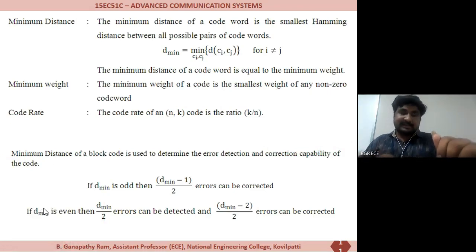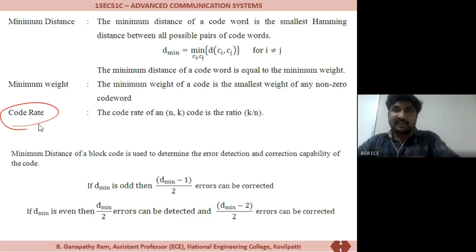And another very important parameter is called the code rate, which is involved in determining the data rate of the system, as well as having considerable significance in determining the bandwidth requirement. And the code rate of any n comma k code is determined by the ratio between the number of message bits to the number of code word bits.